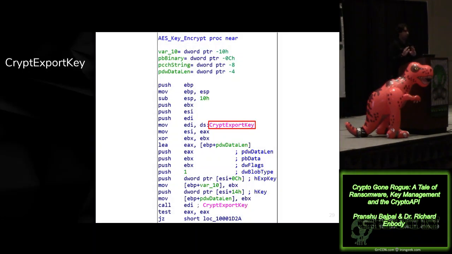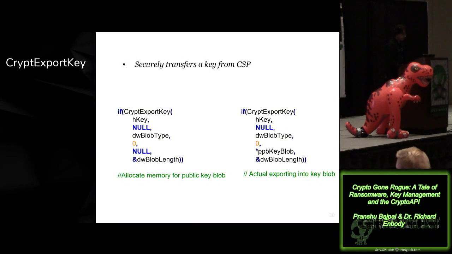So now we've safeguarded the symmetric key, we've encrypted it using the attacker's public key. But before we can do that, we have to export the symmetric key to a key blob. And so to do that, this is just the opposite of what CryptImportKey was trying to do. This one is trying to export the symmetric key from the context of the CSP into a key blob so that it can be encrypted with the attacker's public key. So the CryptExportKey function is used for this purpose.